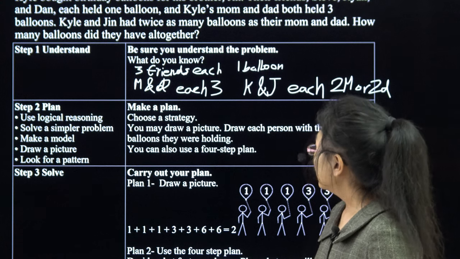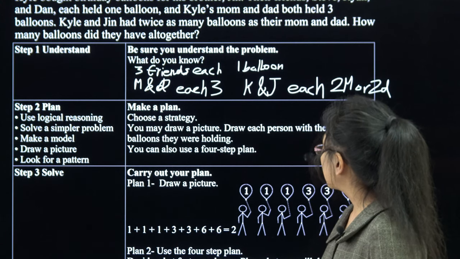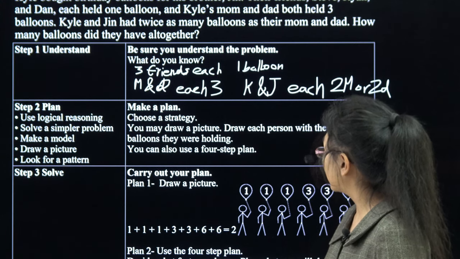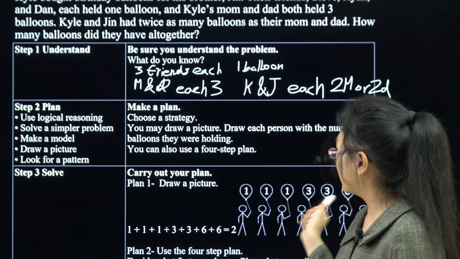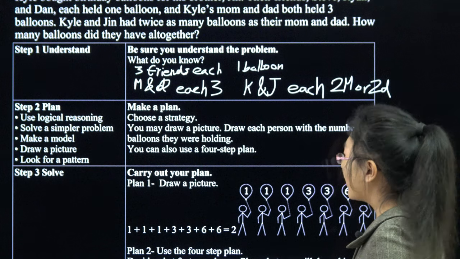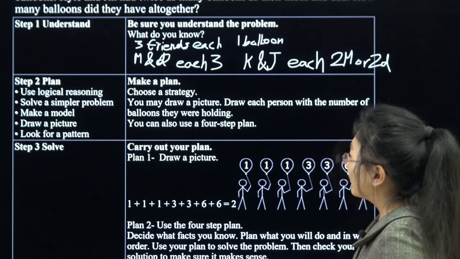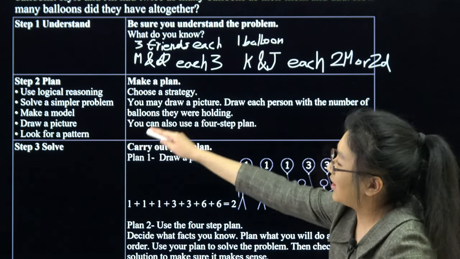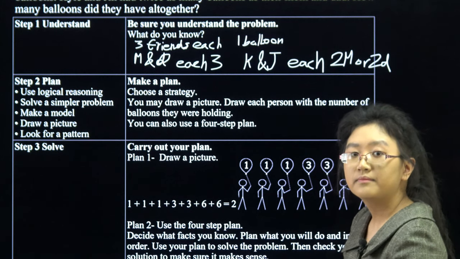So step two, plan. Choose a strategy. You may draw a picture. Draw each person with the number of balloons they are holding, or a balloon with the number on top of it that says the number of balloons they were holding. You can also use a four-step plan. The four-step plan is just the understand, plan, solve, check. That's it.